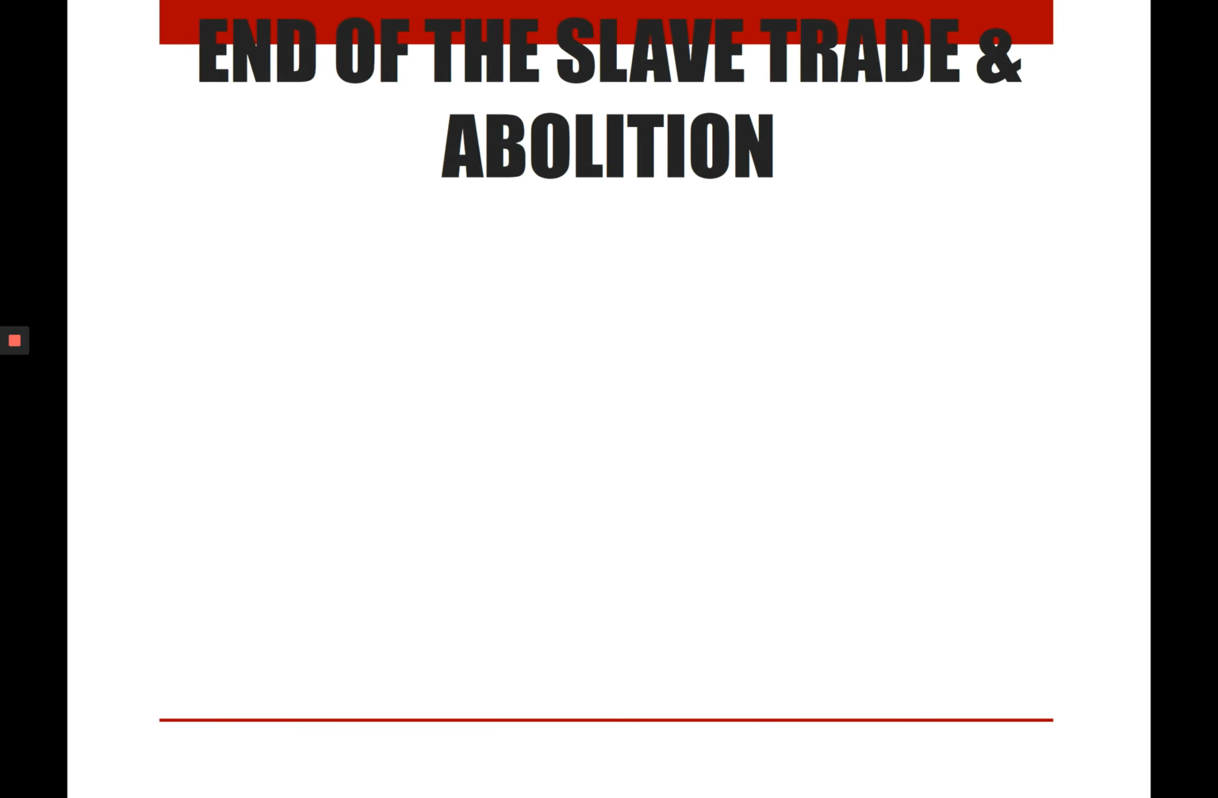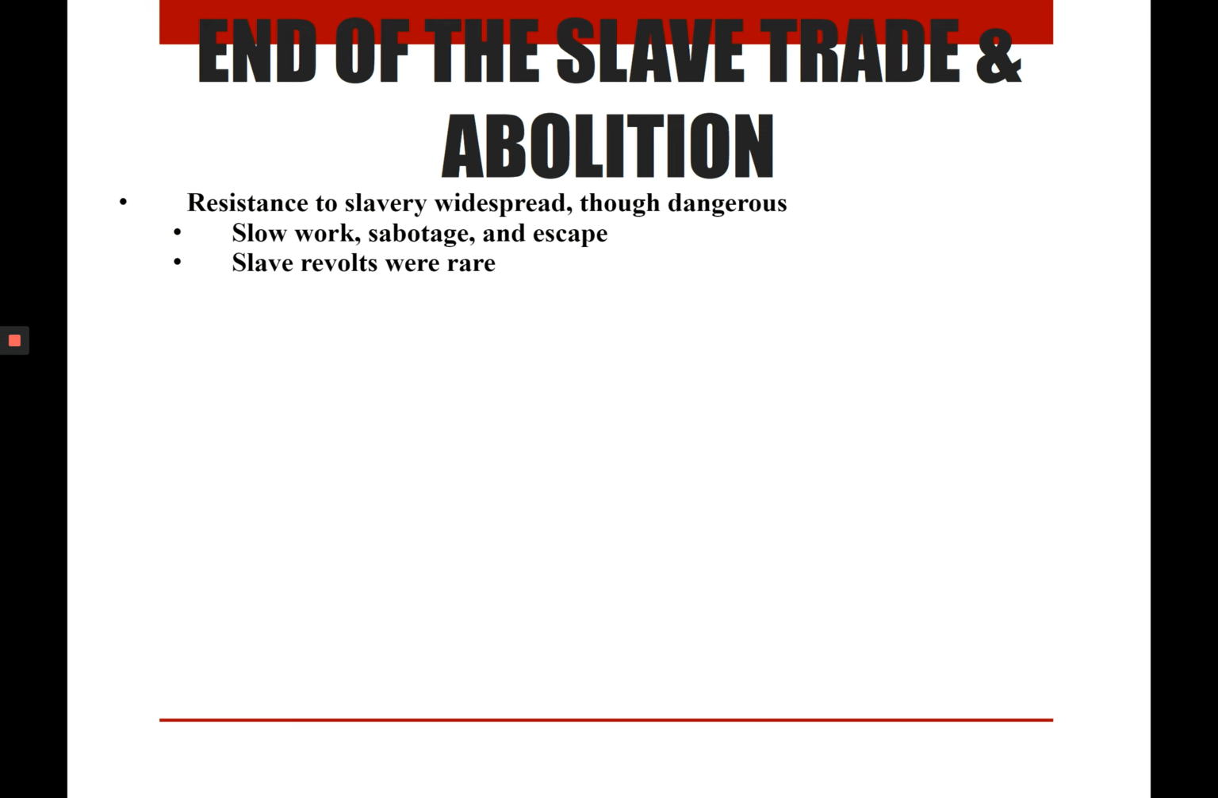When we look at the end of the slave trade, first off, there was some resistance to slavery. Some slaves would work slow as a form of revolt, or they might sabotage equipment or destroy equipment to get them a break and mess up labor. Some actually escaped, and there were maroon colonies that were created from escaped slaves. But overall, as far as slave revolts go, slave revolts were extremely rare, and that's because when they did happen, they were usually brutally put down by plantation owners.